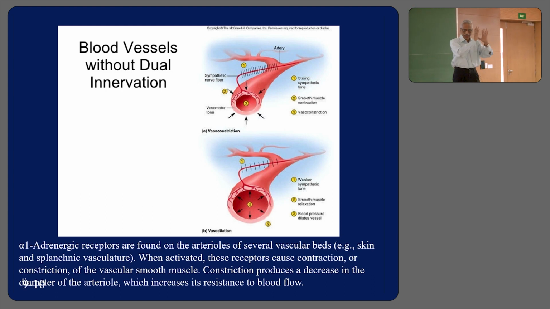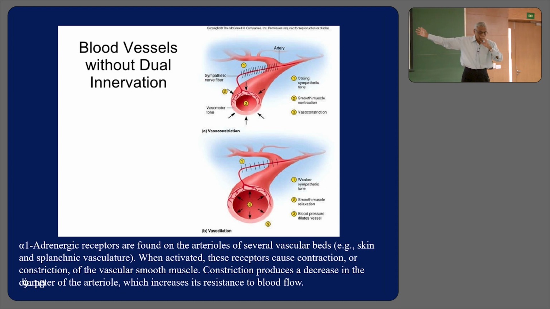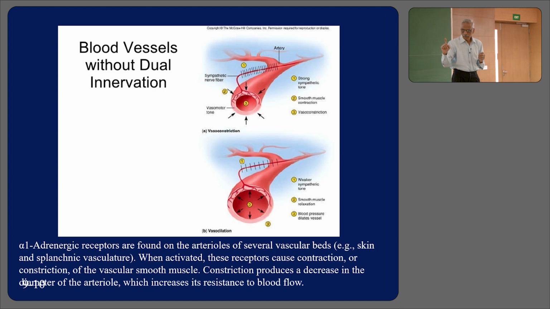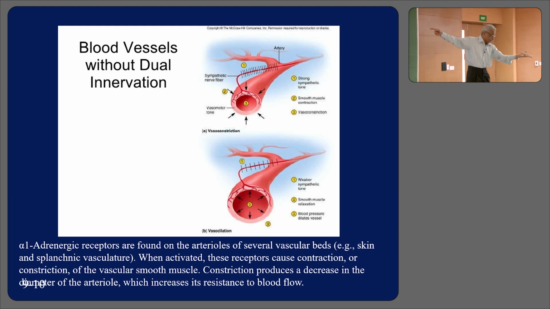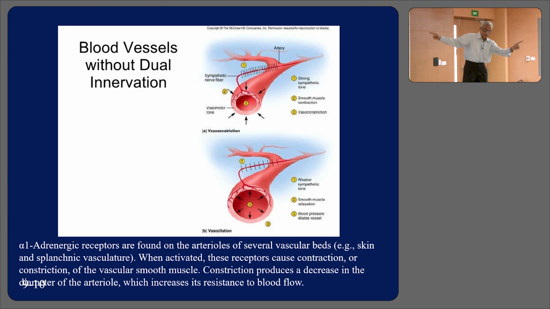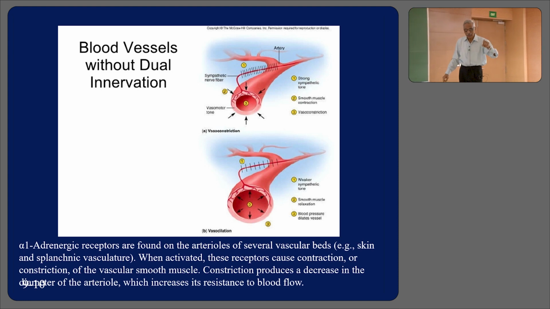Just alpha 1. So where do you get alpha 1? I have told you where you will find it. Fill in the blank: alpha 1 adrenergic receptors will be found where? Smooth muscles. Where? Blood vessels. Where? Alimentary canal. Not everywhere. Alimentary canal. Remember this.